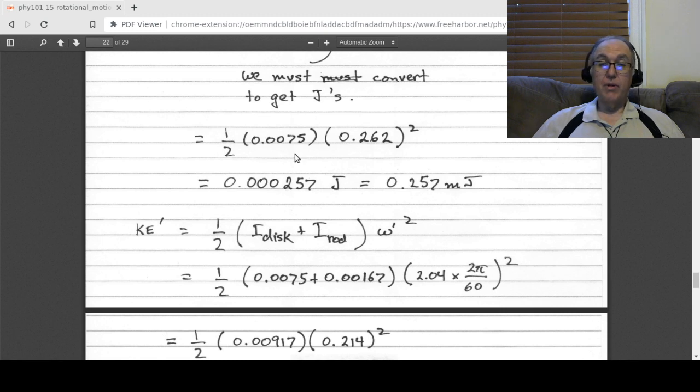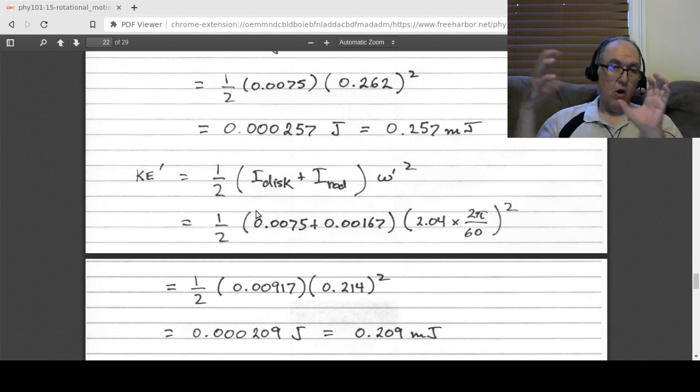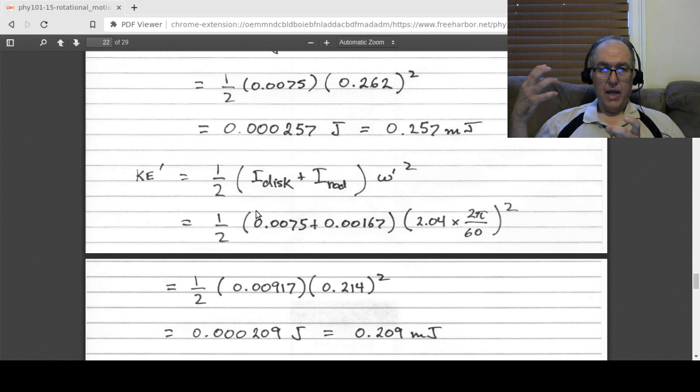What about the kinetic energy after? Well, the kinetic energy after is just the combined moments of inertia, both rotating at the same angular velocity, because it's all one thing rotating together. Whatever the total moment of inertia is for the two pieces, you add the two pieces together, multiply by the angular velocity squared, and you get the kinetic energy. So it's 1/2 times the sum of the two moments of inertia multiplied by the angular velocity squared.